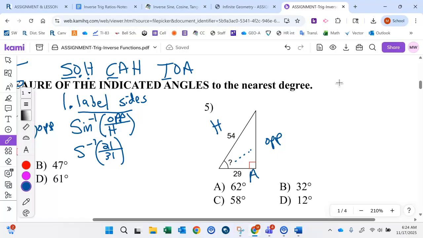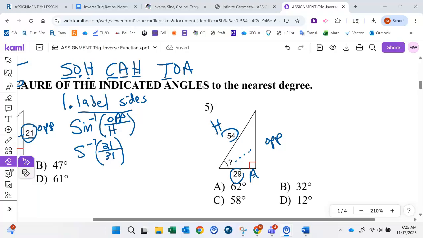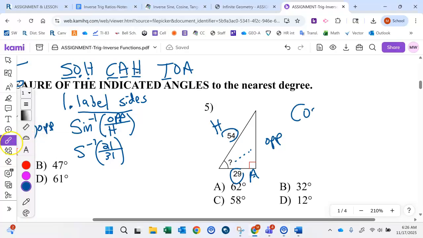hypotenuse, adjacent. So what are we going to use? Well, we're going to use the sides that we have. We have 54, which is a hypotenuse, and 29, which is adjacent. So we need H and A. So that's going to be cosine, right? So we're going to go cosine -1, parenthesis, and then cosine is A divided by H. I'm going to abbreviate that, and that's going to equal theta.